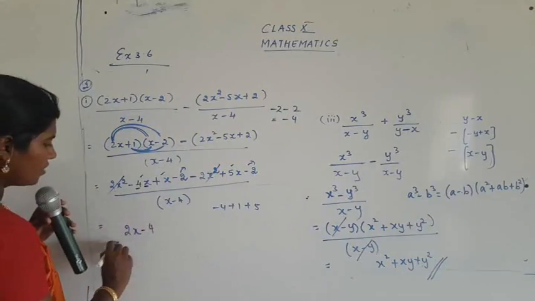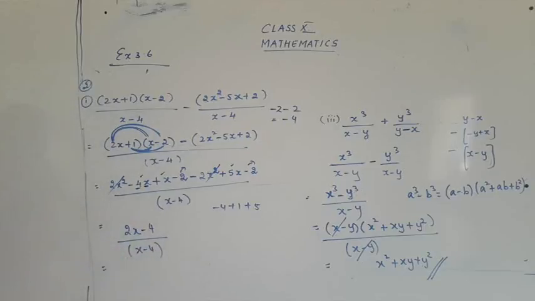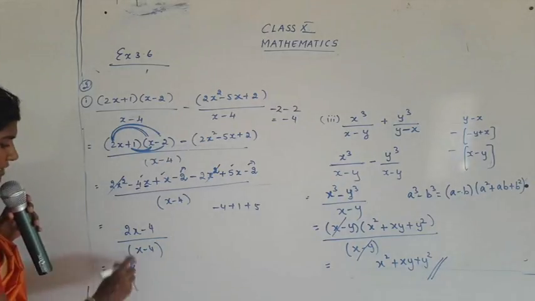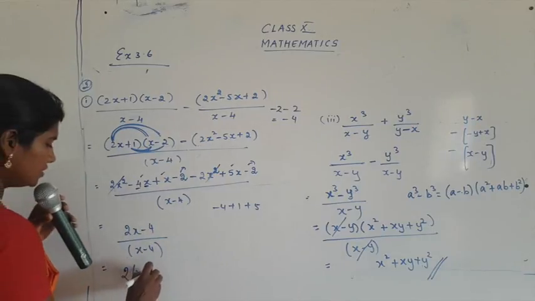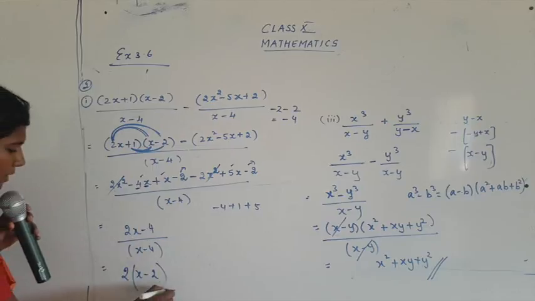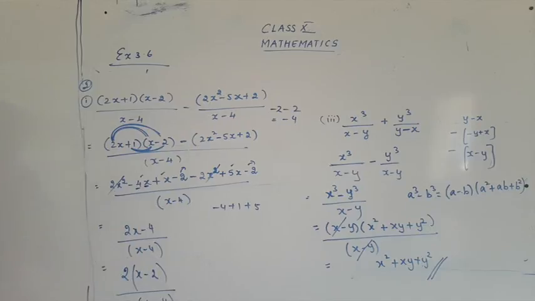2x minus 4 upon x minus 4. Okay, we have one more step over here. The numerator part, we can take some numbers common. What are the numbers that can be taken common? 2 can be taken common. So take 2 common. So what is left over here? x. So from 4, if I take 2 common, what is left here? 2. 2 2s are 4 upon x minus 4. So this is the required answer. 2 into x minus 2 upon x minus 4. Take down the sum.